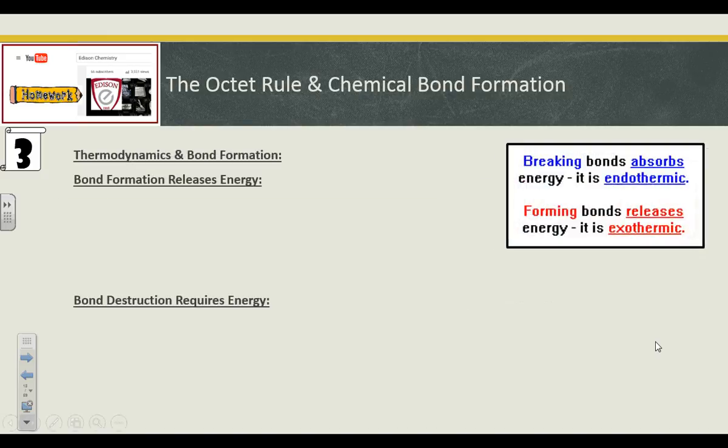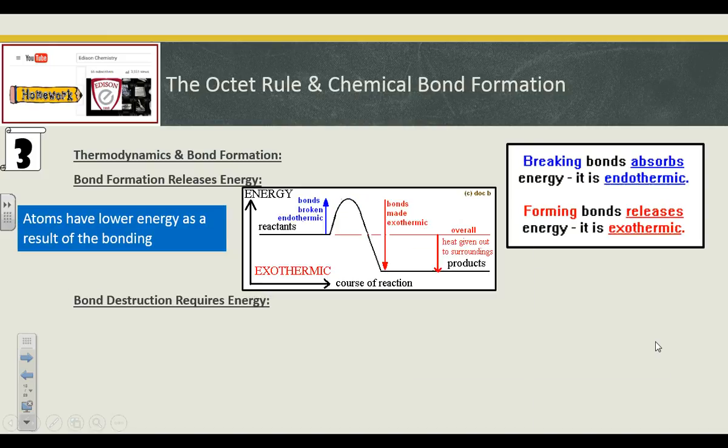Thermodynamics and bond formation. Well, thermodynamics is a fancy way of saying energy. Bond formation releases energy. If you have two atoms that are independently unstable because they do not have a full octet or duet, they want to get together. When they do, they go to a lower energy state and release energy as a result. So atoms have lower energy as a result of bonding. And here's a picture of a reaction diagram that shows an exothermic process, which is bond formation. I want you to draw it. Sketch it in there.